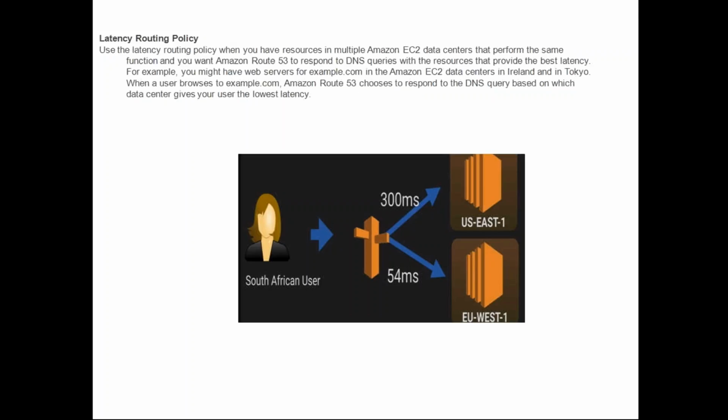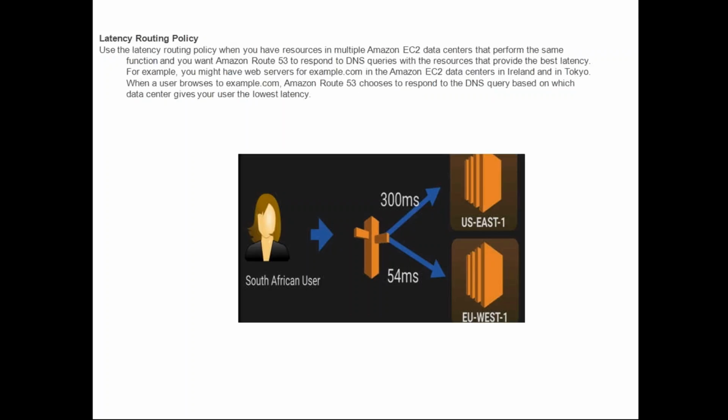So here in this routing policy, you can divert your connection according to latency. Like in this diagram, I mentioned one South African user accessing. So where to go? Where is the less latency? Like 54 millisecond latency on EU West 1, and 300 millisecond latency in US East 1. So on the basis of latency, it will go to the lowest latency.